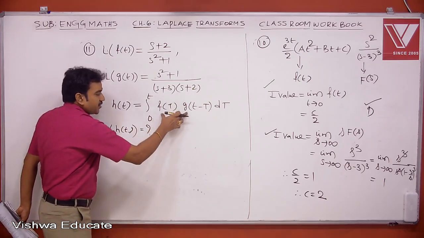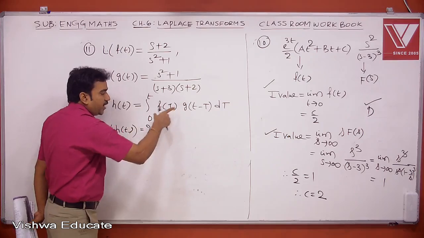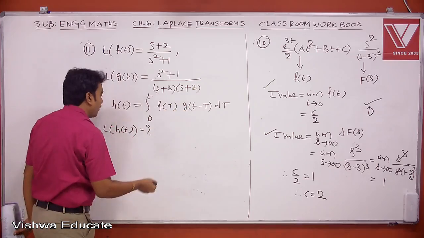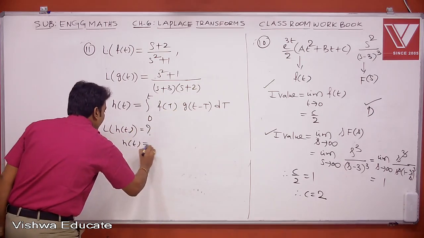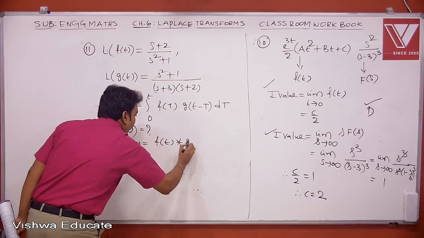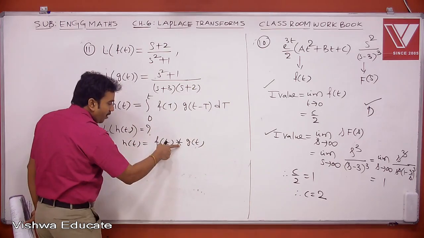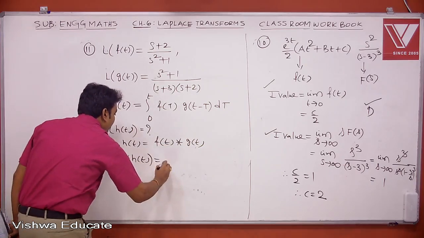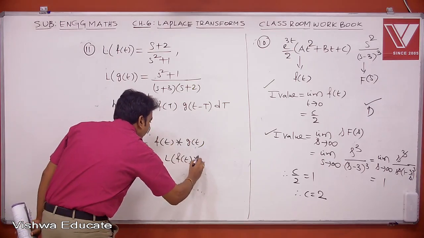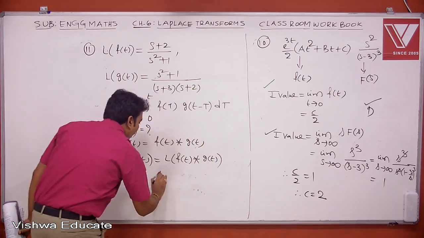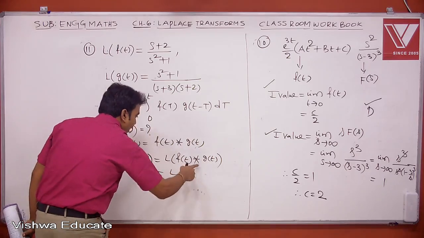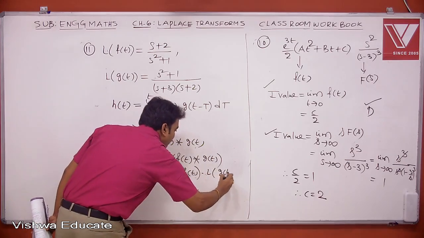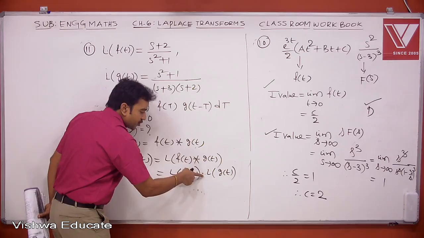Now basically this is nothing but the convolution product of f(t) and g(t). By definition, this expression is the convolution product of f(t) and g(t). Therefore h(t) is nothing but the convolution product, that is f(t) star g(t). This star represents the convolution product. Now apply Laplace: the Laplace transform of h(t) equals the Laplace transform of f(t) star g(t). Now apply the convolution theorem. By the convolution theorem, L of f(t) star g(t) is L of f(t) times L of g(t). This is the convolution product, and this is the normal product.